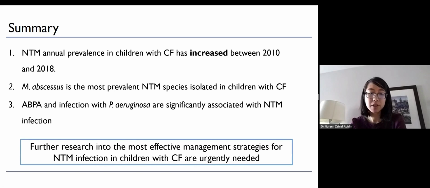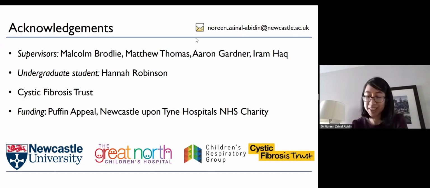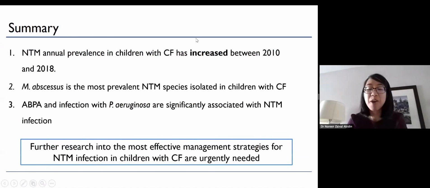So in conclusion, further research into the most effective management strategies for NTM infection in children with CF is urgently needed.